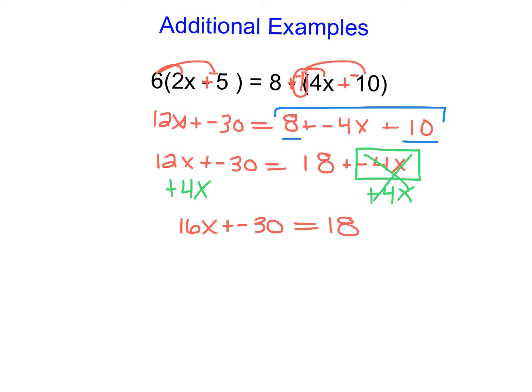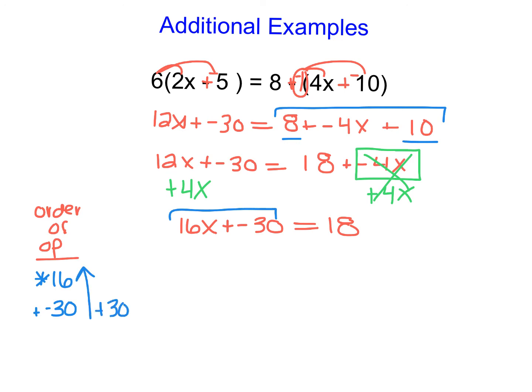Then from here, I'm going to undo the order of operations that are happening to x. So on the left-hand side, if I focus on that side here, what I notice is that the first thing I would do to x is I would multiply it by 16, then I would add a negative 30. So I need to undo those in reverse. So to undo the negative 30, I need to add 30 to each side. So then as I do that, these undo each other, and you're left with 16x on the left is equal to 48 on the right.